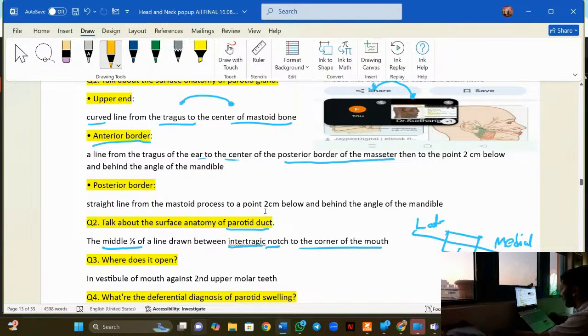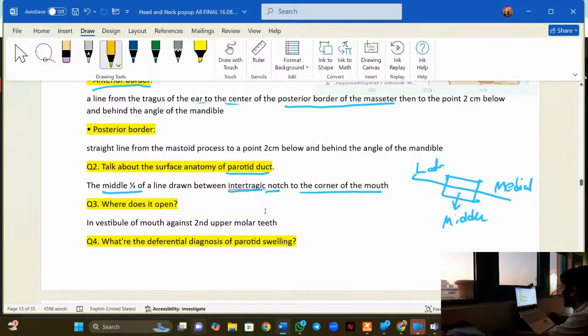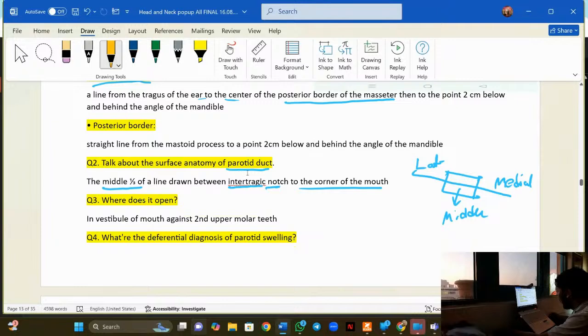Talk about the surface anatomy of the parotid duct. It runs from the intertragic notch to the angle of the mouth. Where does it open? It runs over the masseter, pierces the buccinator, and then opens in the vestibule of the mouth opposite the second upper molar tooth.